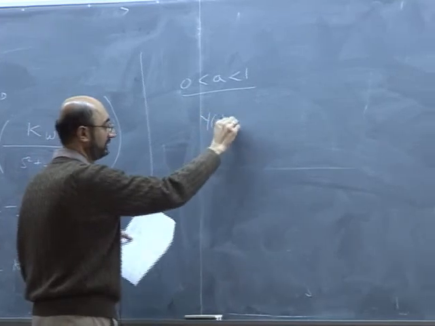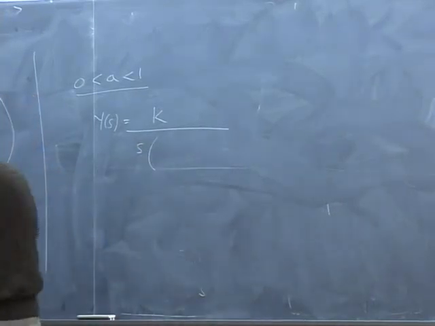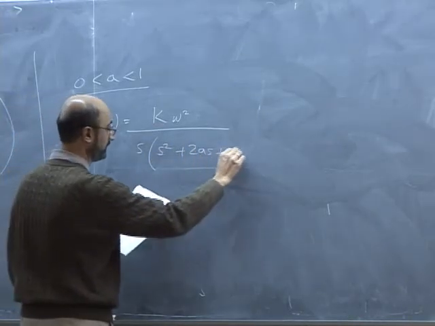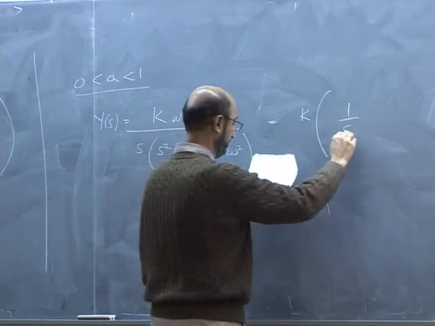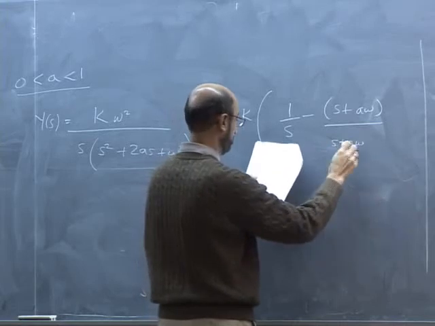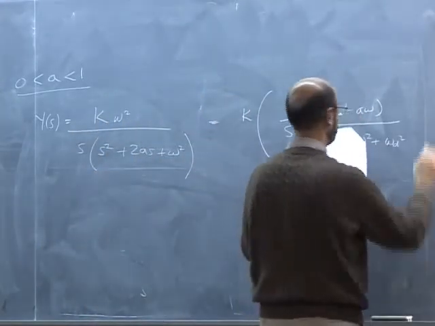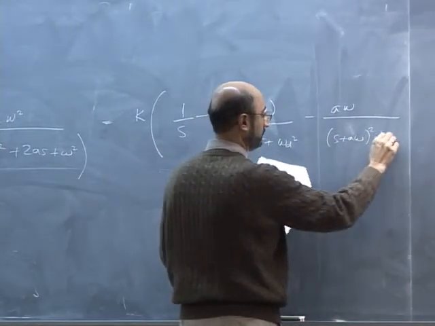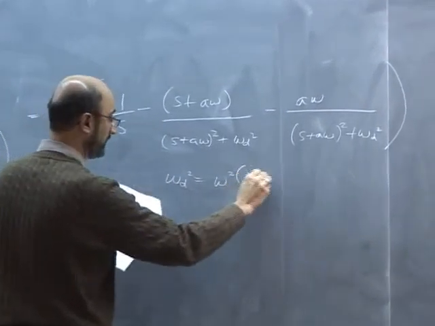And we just say Y(s) is equal to K over, this is the same thing, s. So I'm just going to do this same transformation of multiplying by omega to save a bit of time. So it's K omega squared over s, times s squared plus 2 a omega s plus omega squared. And the partial fraction of this turns out to be K times 1 over s, minus (s plus a omega) over (s plus a omega) squared plus omega d squared, but we introduce a new term, omega d, minus a omega over (s plus a omega) squared plus omega d squared, where I've defined omega d squared equals omega squared times (1 minus a squared).